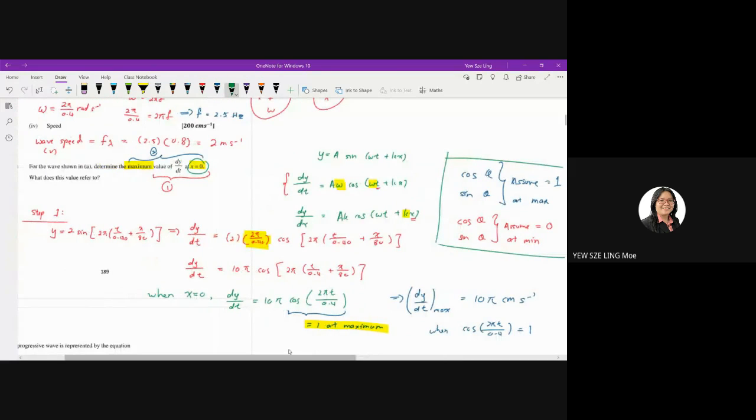I give you some time to digest it. I give you some time to understand it. All right. So you may write it down. So this is step 2.